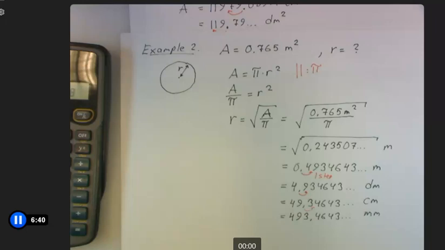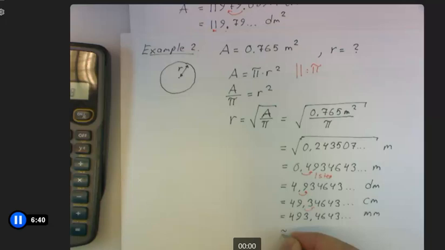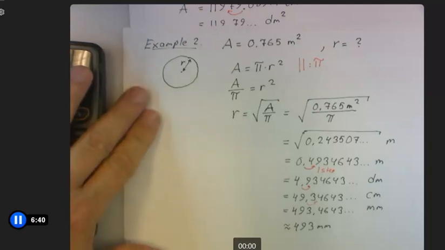So when we are rounding this number, the length of the radius, we will use also 3 numbers. So here you see 3 numbers. And the last digit which is dropped away is 4, so it will stay 493. So this would be 493 millimeters.